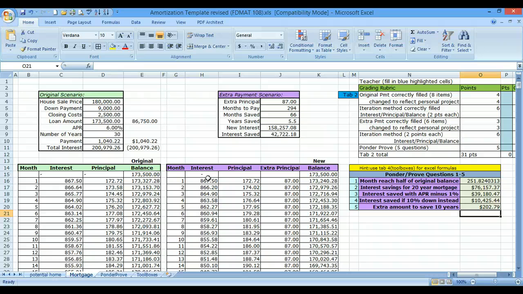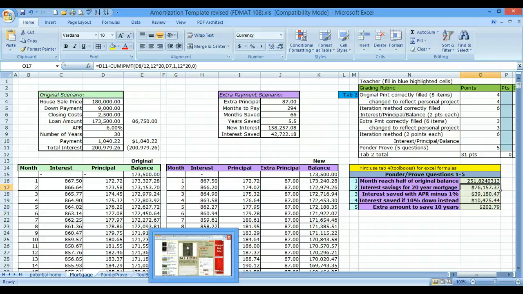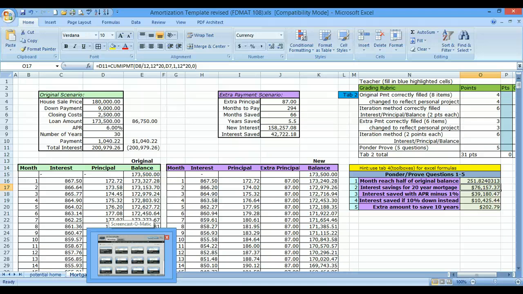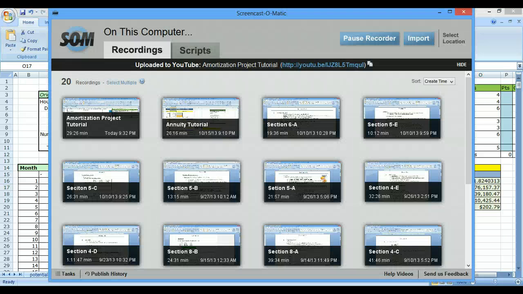All right, that just about wraps everything up. If you have questions, go ahead and email me or pause and rewind the tutorials to finish up. And good luck on your amortization template, and have fun house shopping.